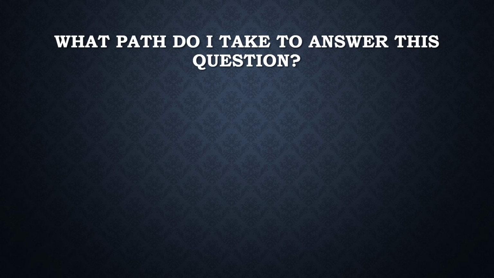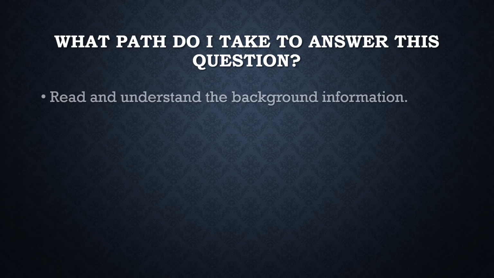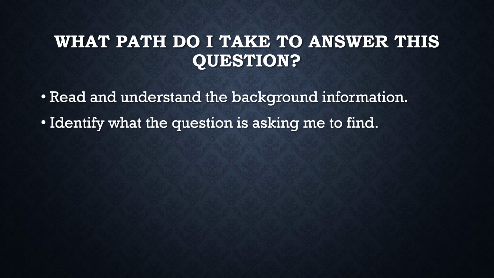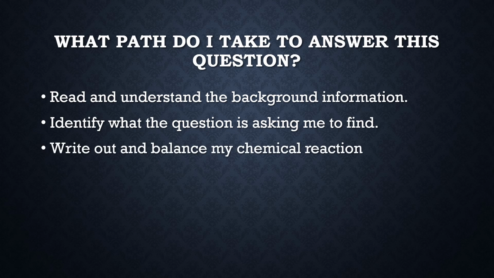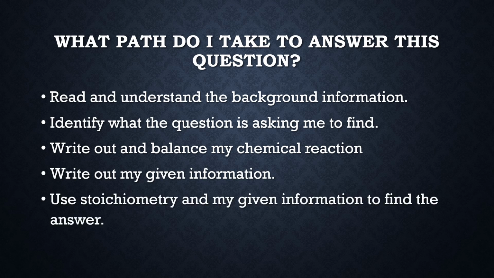So we're going to use our same steps to answer this problem. First thing is going to be to read and understand the background information. Identify what the question is asking you to find, writing out and balancing your chemical reaction. We will actually have to write out our chemical reaction here just to figure out exactly what's going on. Writing out your given information, and lastly, using your stoichiometry to connect the givens to your answer. Let's go ahead and start that now.